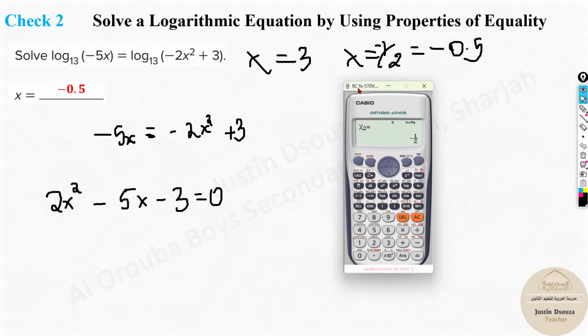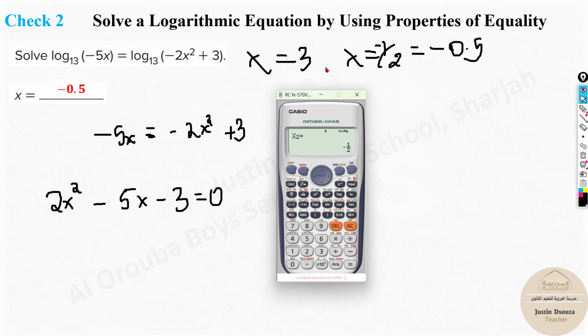So now what you need to do is substitute these values in this. Here you don't even need to do it. If you put 3 in, it'll be negative 15, so you won't get the answer. Base 13, negative 5 times 3, it's an error. Even over here, same thing. 3 squared is 9. 9 times minus 2 is negative 18, plus 3, negative 15. No, it's wrong. It'll be the same thing.